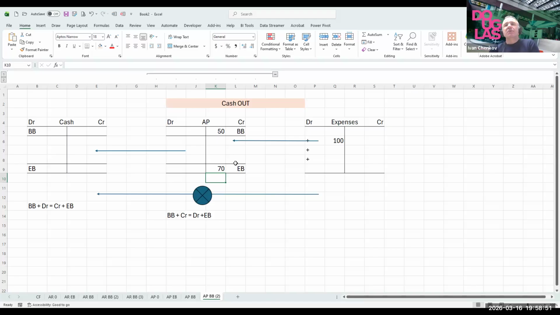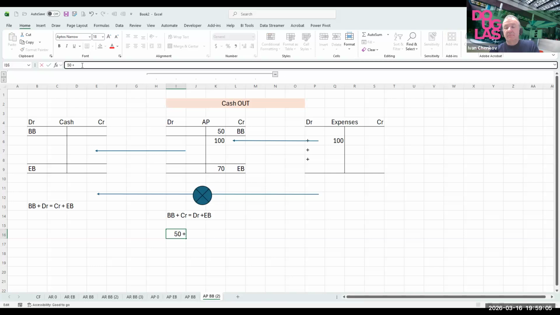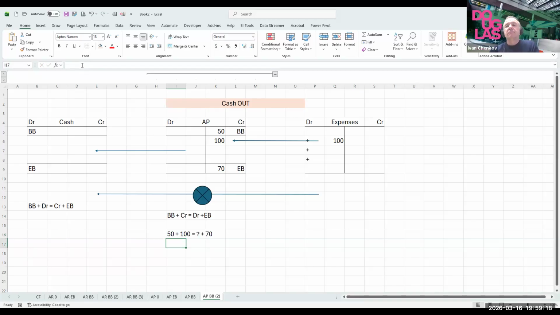No, so let's go with the formula. If this is tricky, let's go with the formula. What does the formula say? We have 50, correct? We are at 100 here. We have 50 plus 100 should be equal to what? Question mark plus the ending balance, which is 70. Correct?